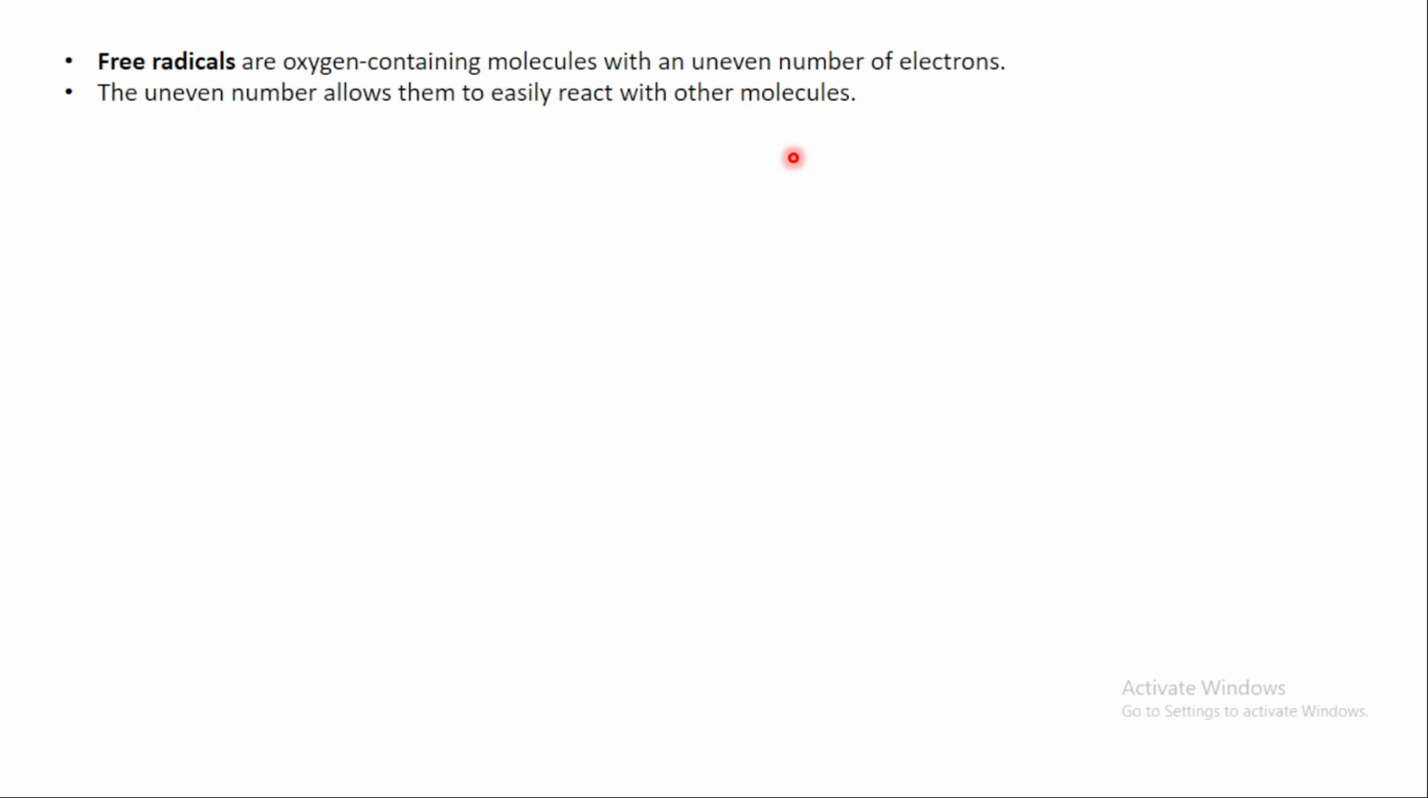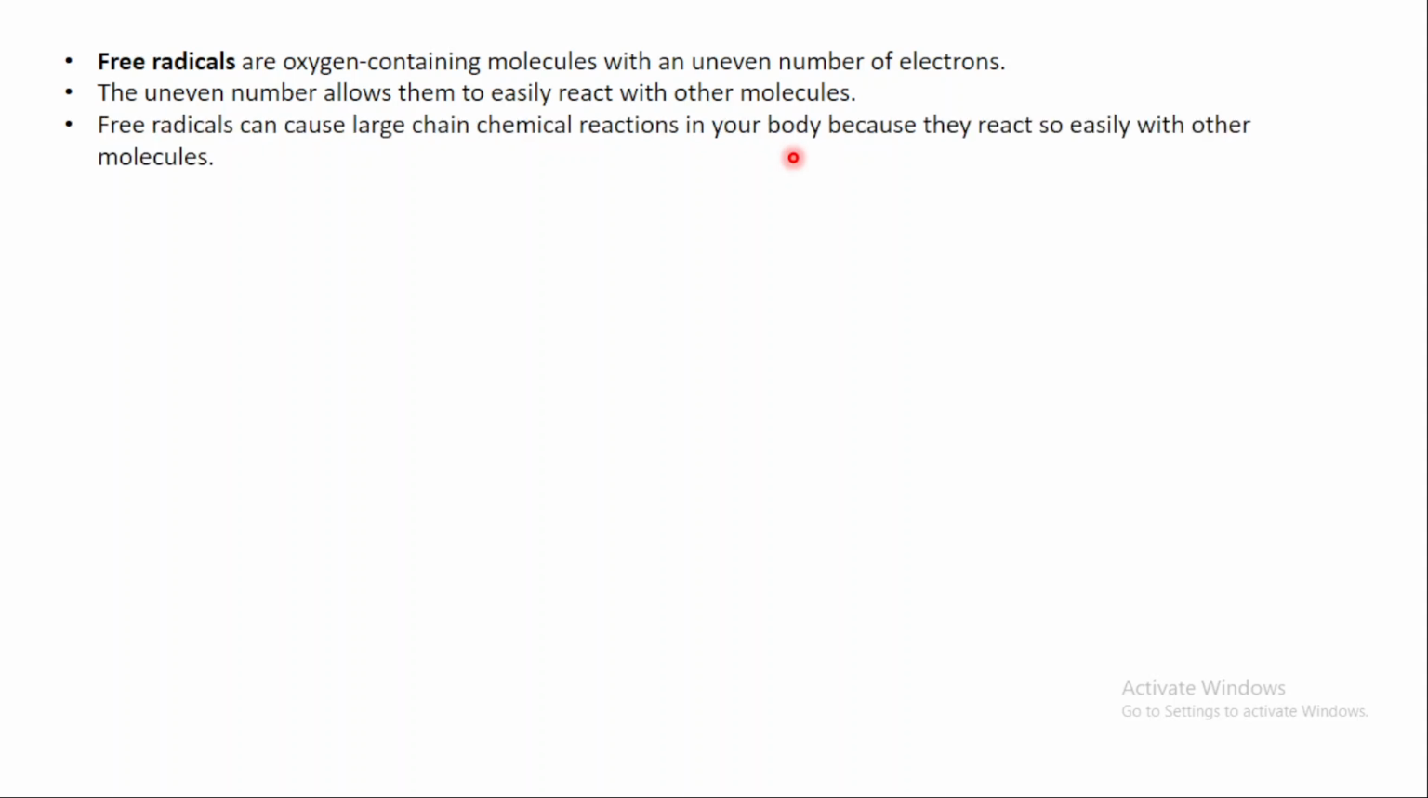For that reason, they are also known as reactive oxygen species because they can react readily with other stable molecules. And these free radicals can cause large chain chemical reactions in our body because they react so easily with other molecules. In a single cell, there are many complex compounds and molecules and chemistry involved in maintaining the homeostasis of a single cell.